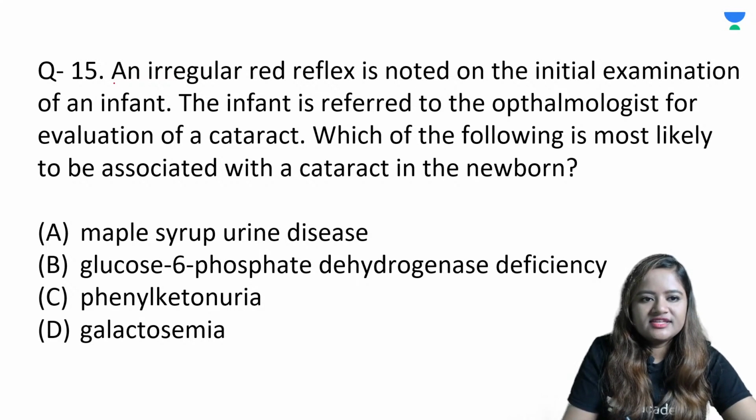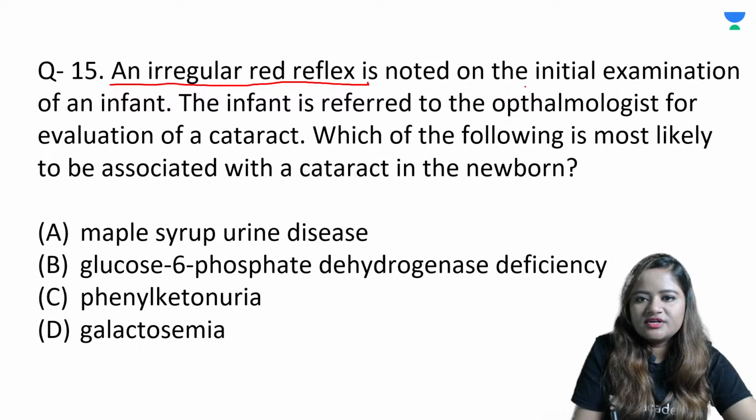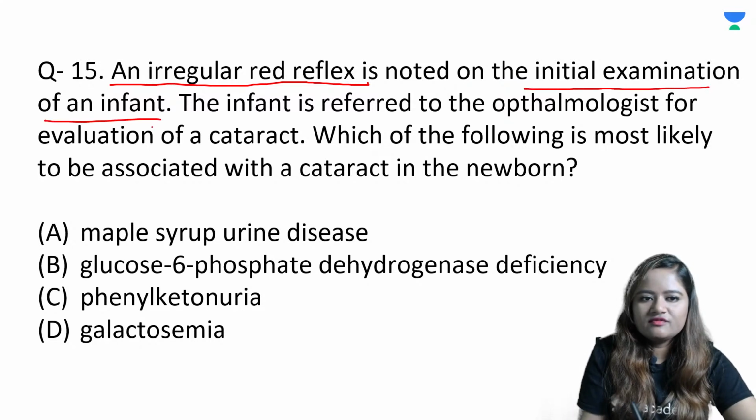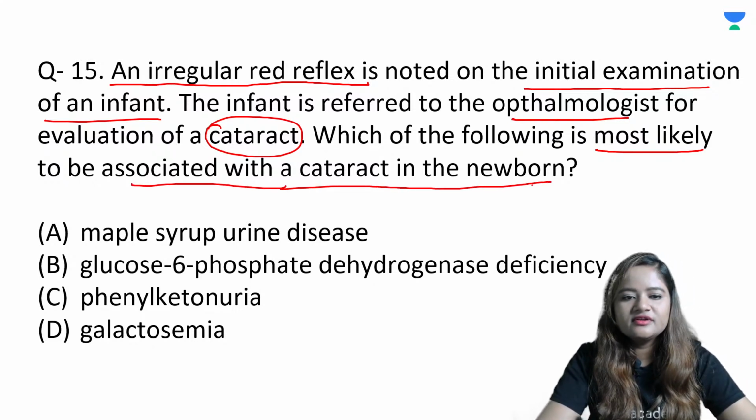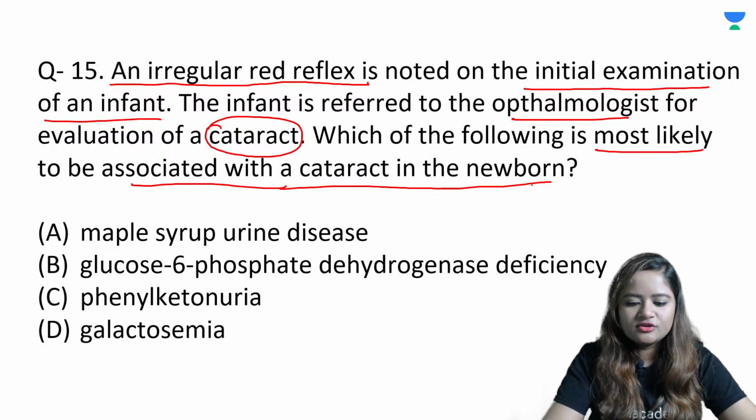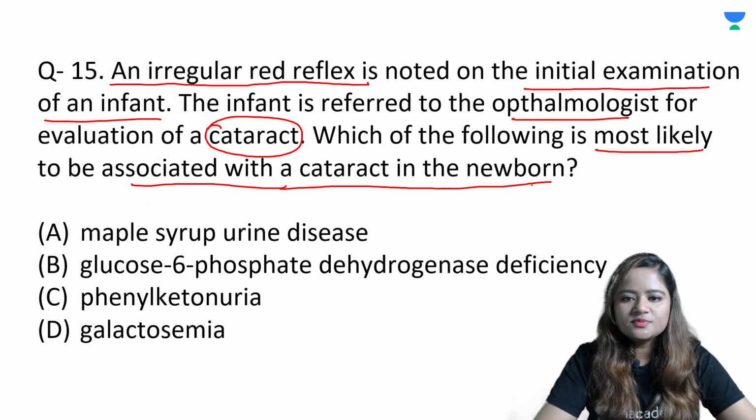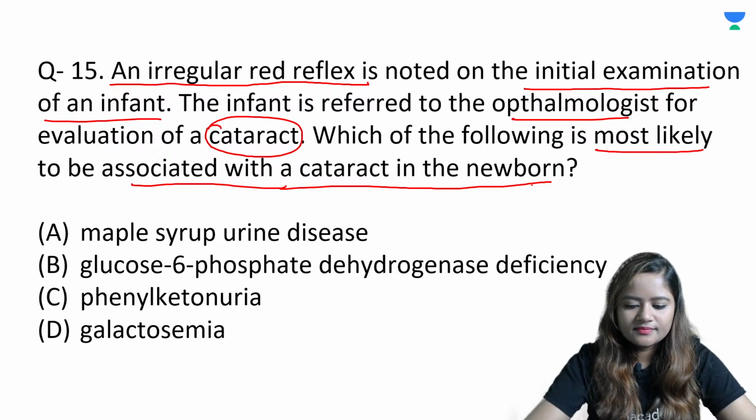So question number 15. There is an irregular red reflex noted on the initial examination of an infant. The infant is referred to the ophthalmologist for evaluation of cataract. Which of the following is the most likely associated disease with a cataract in a newborn? So if you get a cataract in a newborn, what could be the underlying disease? Many times this question has been asked in one way or the other. So please mention the disease in which you classically find cataract in the eyes of a newborn.